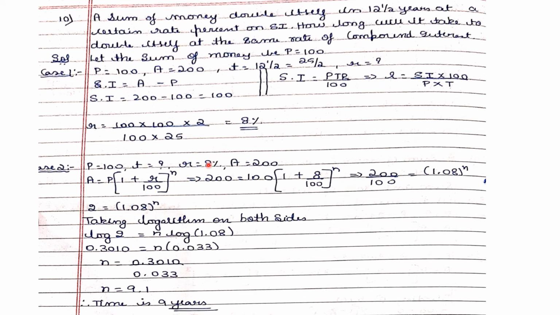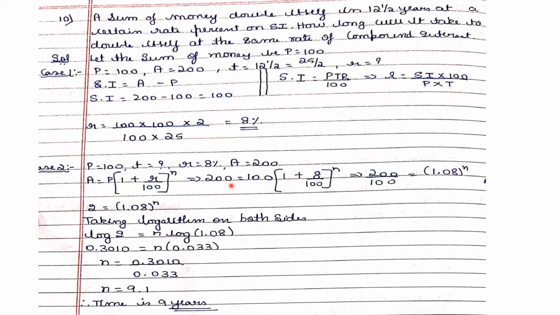So in case 2, what they are asking, sir, how long it will take to double itself at the same rate of compound interest. So till now you calculated for simple interest. For compound interest, how it will be? So once again your principal will be 100, amount will be 200, and you have got one information, that is rate of interest, that is 8%. Now calculate what is the time.